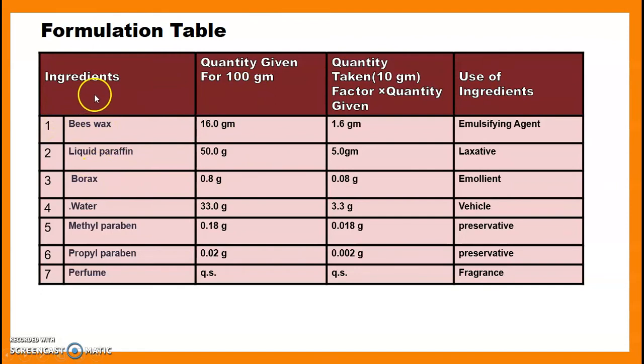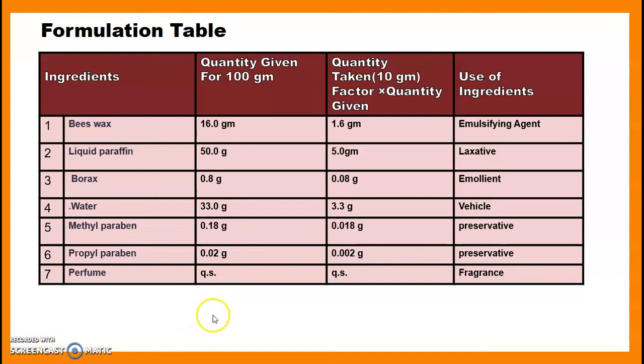This is the formula which is given for 100 grams of the cream, which is prescribed in the Indian Pharmacopoeia. Beeswax 16 gram, liquid paraffin 50 gram, borax 8 gram, water 33 gram, methyl paraben 0.18 gram, propyl paraben 0.02 gram and perfume quantity sufficient.